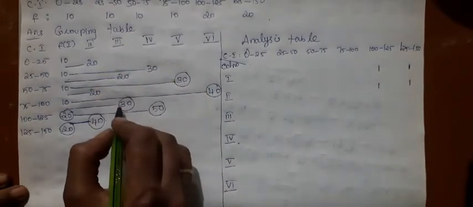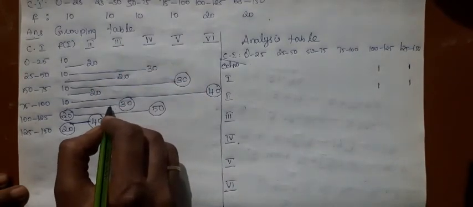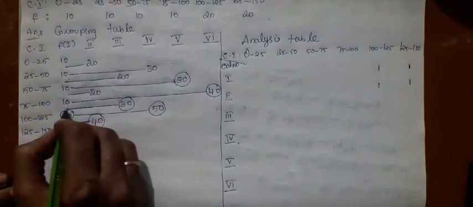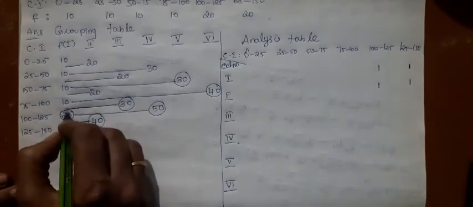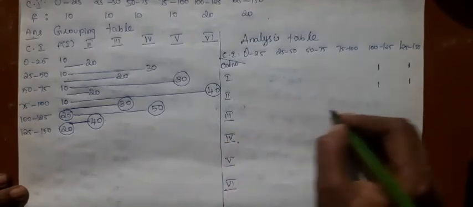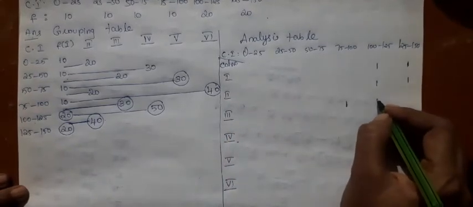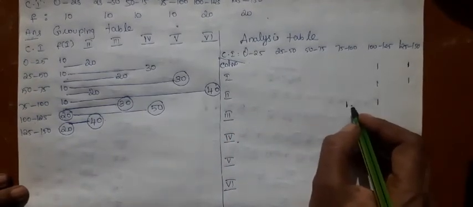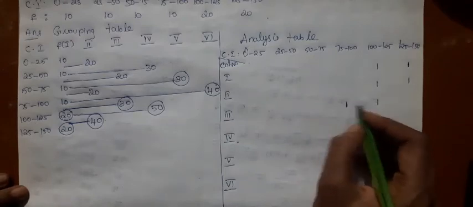In the third column, the maximum value is 30. This line says that you got it by adding these two numbers. The corresponding class intervals are 75 to 100 and 100 to 125. So in the third column, put a tally mark against 75 to 100 and 100 to 125.